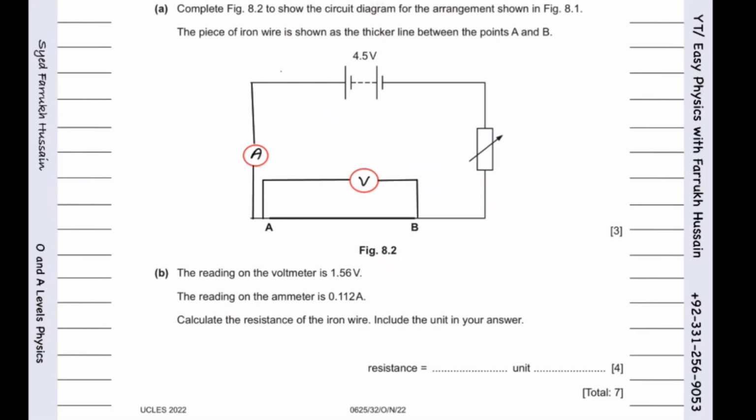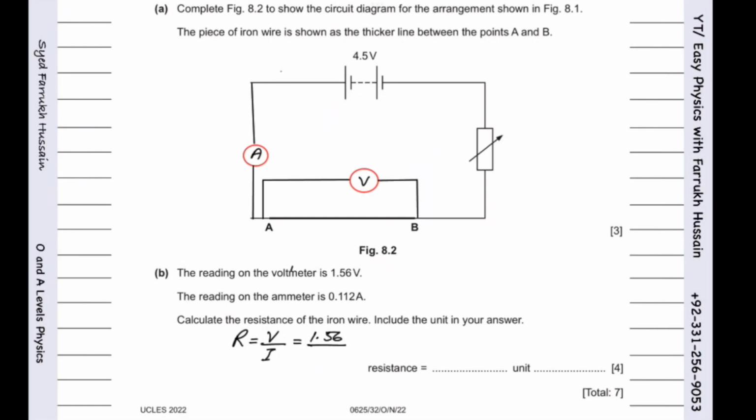Part B. The reading on the voltmeter is 1.56 volts. The reading on the ammeter is 0.112 amps. Calculate the resistance of the iron wire, including the unit in your answer. So V equals I times R. Since you have to find the resistance, you do V divided by I, which is 1.56 divided by 0.112.